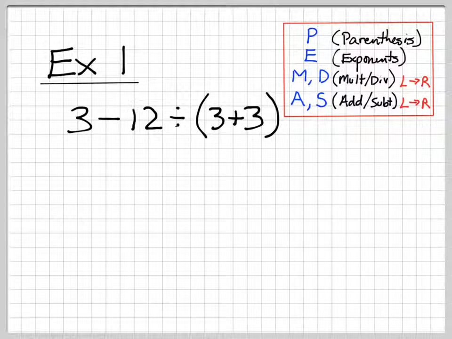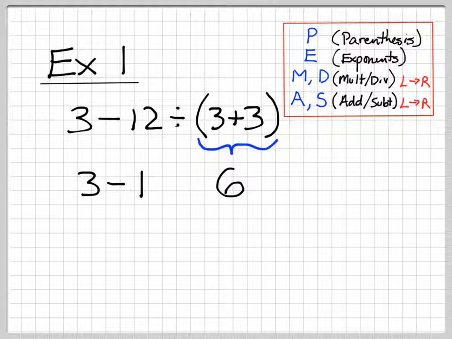P, parentheses. You'll notice I'm going to use some braces. I see a set of parentheses. I go ahead and add those together. 3 plus 3 is 6. The parentheses go away, and everything else just drops straight down. Okay. I go down to the next step. No more parentheses. E, exponents. I see no exponents, so I can skip that step.